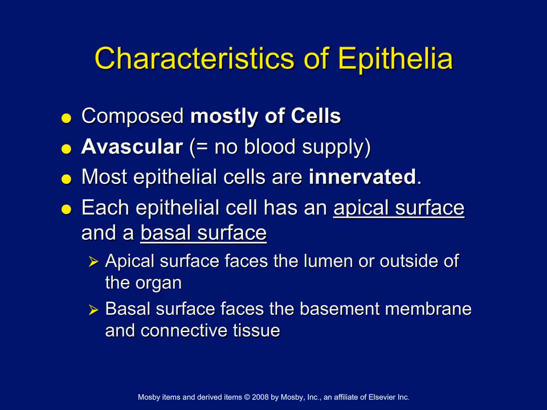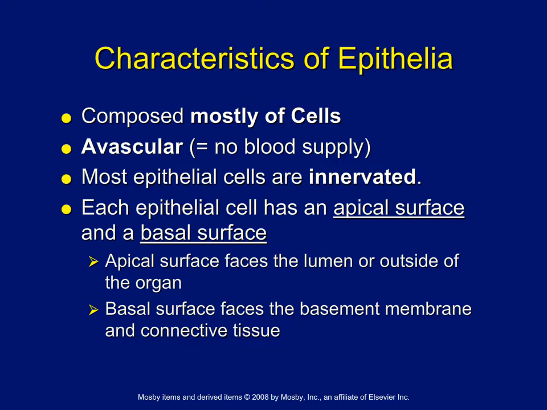Now, epithelium is a very unique type of tissue. Compared to the other three, it is the most cellular type of tissue. That is, it's composed mostly of cells. The other thing that makes it unique is that it is avascular. That means it has no blood supply. So all the nutrients that supply epithelial tissue actually come via diffusion from the blood vessels that are underneath the epithelial tissue. And that's usually in the connective tissue.